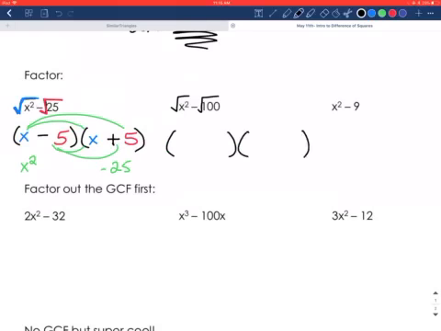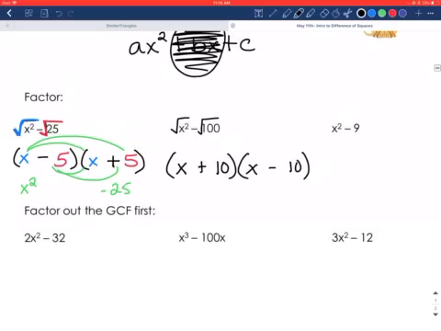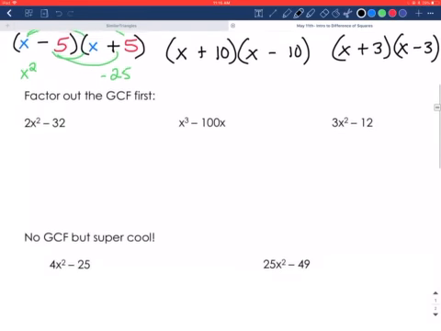So we'll do the same thing with this one. We'll square root and set up two sets of parentheses. The square root of x squared is x. The square root of 100 is 10, and you can put a plus in front or a minus. It doesn't matter as long as they are different, so that the middle term will cancel out. Lastly, hopefully you'll get pretty good at this and you won't even need to write the square roots. You can just look at it. That'll be an x in front and a 3 at the end, minus and plus.